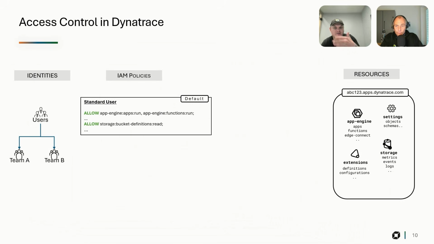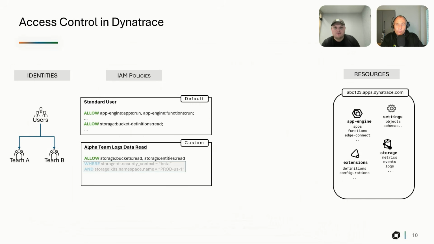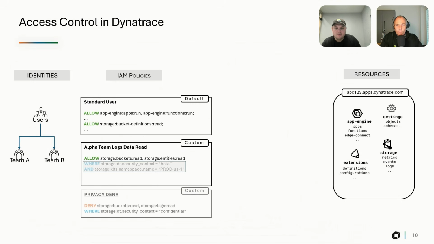To get access to that, I can, of course, use a standard policy, a default policy, like the standard user. But I could also create my custom policy that has specific restrictions, for example, with a dedicated security context, which is our custom field to partition data in Grail, or we also support certain namespaces from Kubernetes to have this fine granular access to the monitoring data. Or we can also say, like we've said before, I have a deny policy where I can, for example, deny access to logs which are flagged with confidential data.